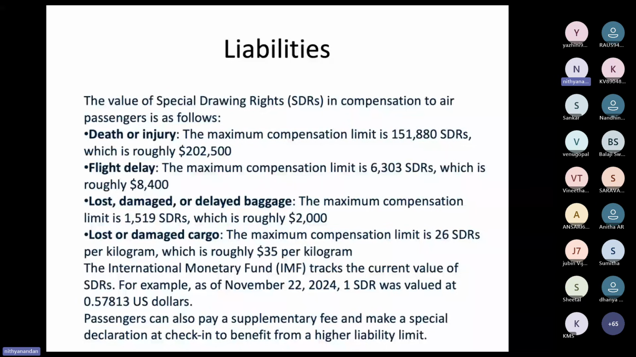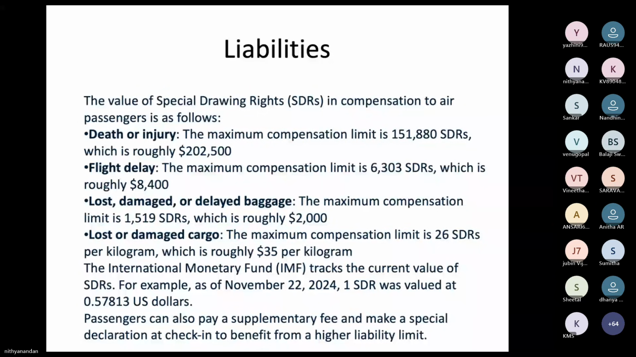So, death or injury, or flight delay. You need not mug up all these numbers. You just need to know 2 or 3 points. The liability of the aircraft companies is fixed in terms of SDR. SDR means special drawing rights. You can consider this a special currency. The value of this currency is fixed based on the value of other countries' currencies.